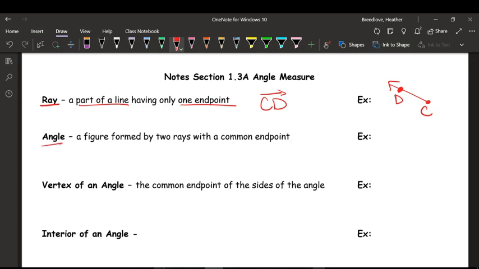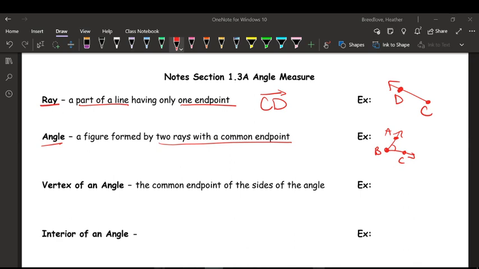An angle is a figure formed by two rays with a common endpoint. Two rays with a common endpoint is an angle. So if we have this, I'm going to call this A, B, C. We have two rays. I have ray BA and I have ray BC. They have a common endpoint B, and that makes an angle between them.